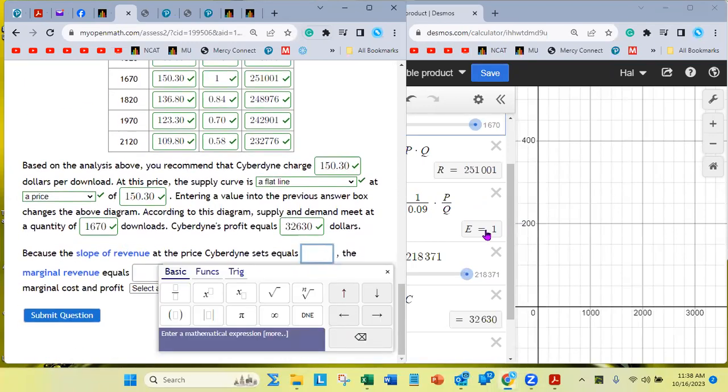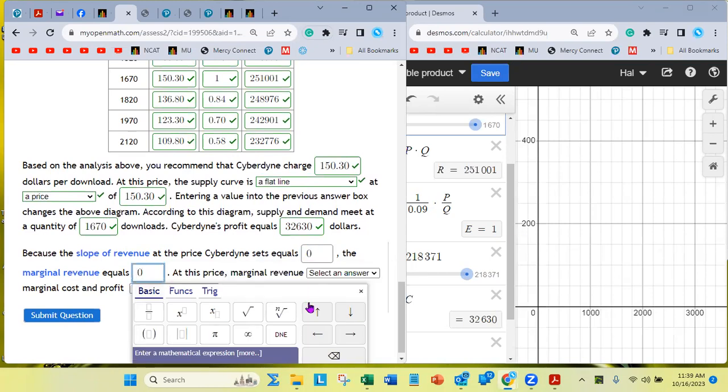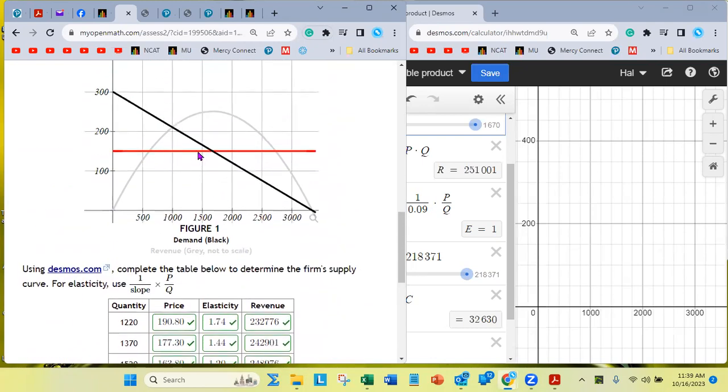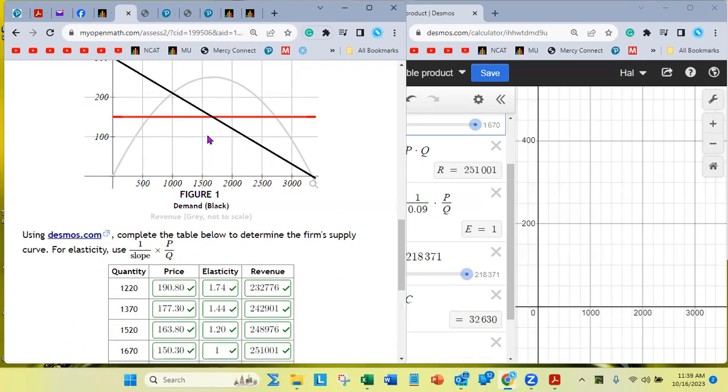The slope of revenue at the peak of revenue is 0. And whenever we talk about the slope of some curve in economics, we're talking about the marginal, in this case, marginal revenue. So the marginal revenue is 0, right? Now at this price that Severn has set, at this price of $150.30, the slope right here at this peak is 0, right? So the marginal revenue is 0 at that point.